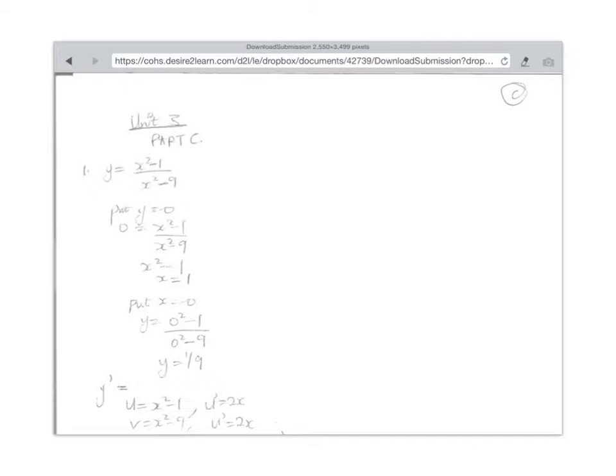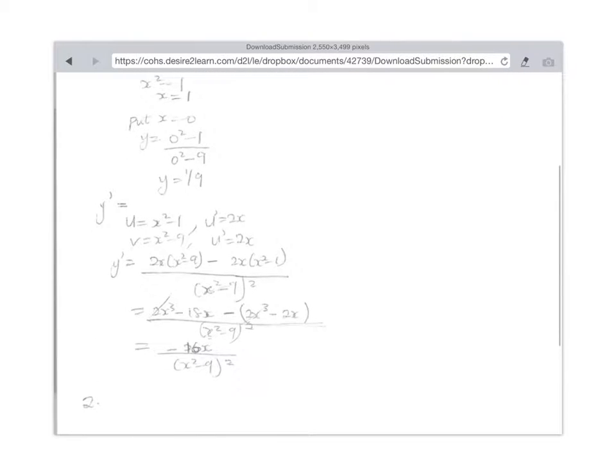So, looking at part C number 1, you're asked to determine all the information necessary and sketch the graph for this rational function. You found the x-intercept and the y-intercept, and then you found the first derivative, or at least you attempted to find the first derivative, and then you stopped. There's lots more work to do here.